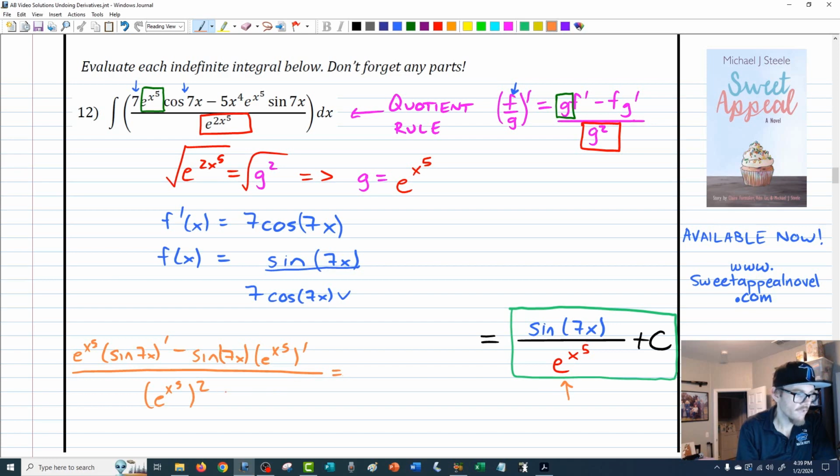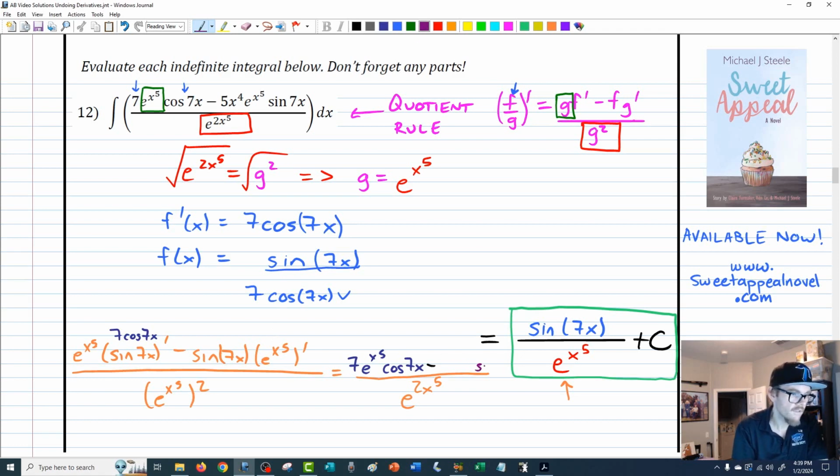And now let's see what we get when we actually simplify it. So first and foremost, that denominator will be e to the x to the fifth all times 2, which is e to the 2x to the fifth, which matches up. Good job, us. For the first part over here, let's do this with the color I haven't used, navy blue. Sine of 7x's derivative is 7 cosine of 7x. So that first term is going to be 7 e to the x to the fifth, cosine of 7x. And then last but not least here, we're going to be subtracting sine of 7x times the derivative of e to the x to the fifth.